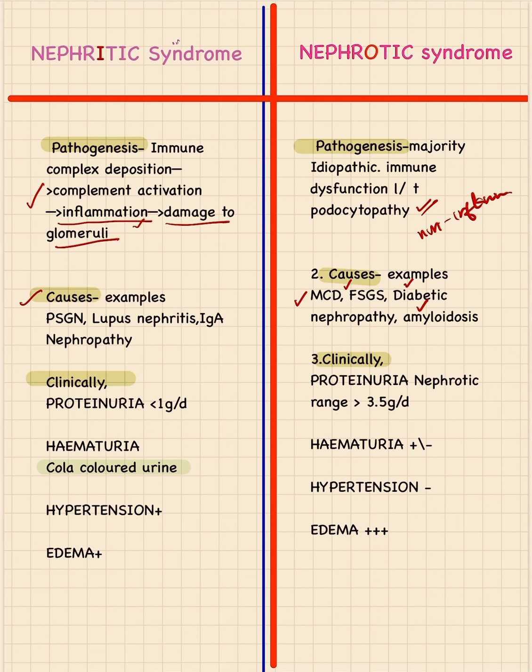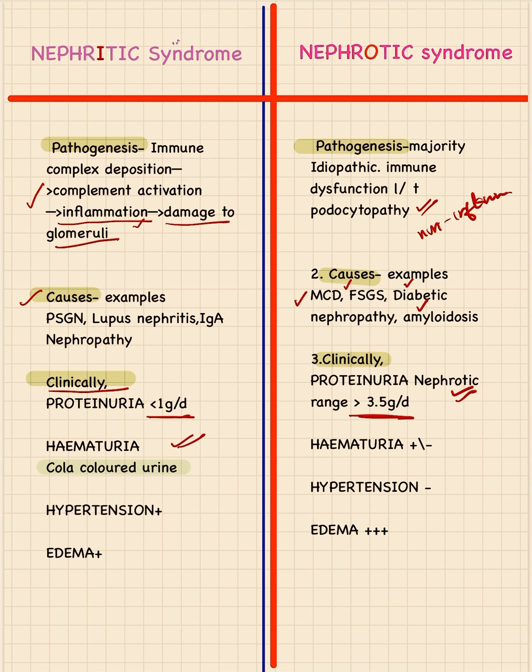Thirdly, if we see clinically, proteinuria is very marked in case of nephrotic syndrome. So it is called nephrotic range proteinuria, which is more than 3.5 grams per day, while in nephritic syndrome the proteinuria is less than 1 gram per day.